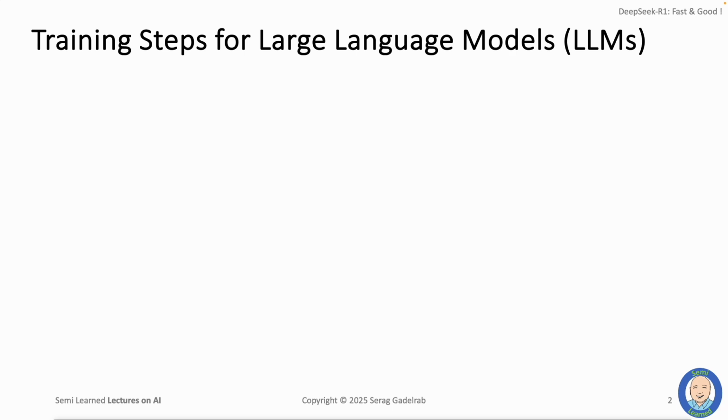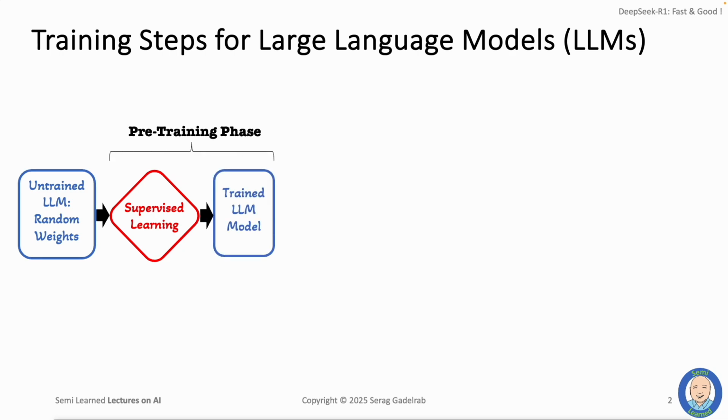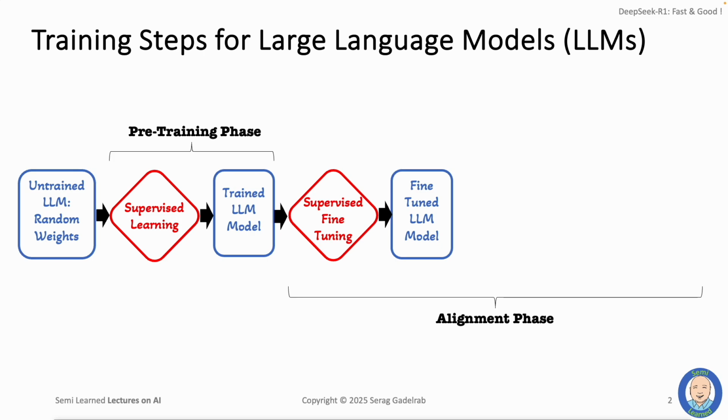Starting with an untrained model that has useless random weights, we apply supervised learning using a wide set of language examples to get a trained model. This pre-training phase results in a decently trained model, but it still hallucinates too much and may produce responses that humans can find unsavory. So next, we align the model with human expectations by first doing a supervised fine-tuning step that uses input and response pairs pertaining to specific tasks like reasoning, knowledge, or creative writing.